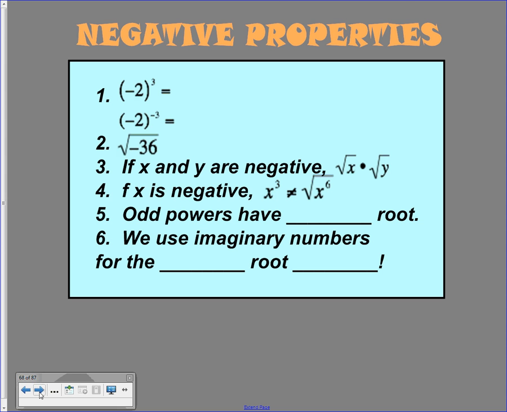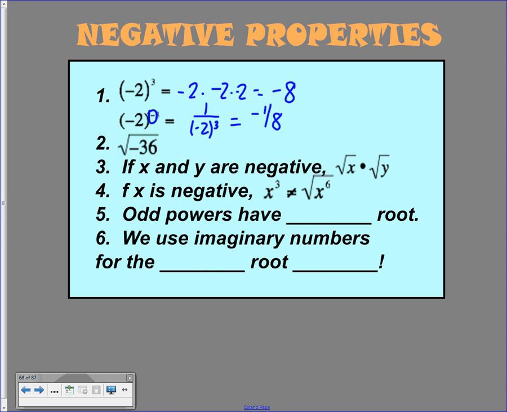So just to review some of the properties, negative 2 to the third means negative 2 times negative 2 times negative 2, which would give you a negative 8. Negative 2 to the negative third, on the other hand, would mean 1 over negative 2 to the third. So remember that the negative exponent flips it, so that would make that a negative 1/8. Okay, so remember that.